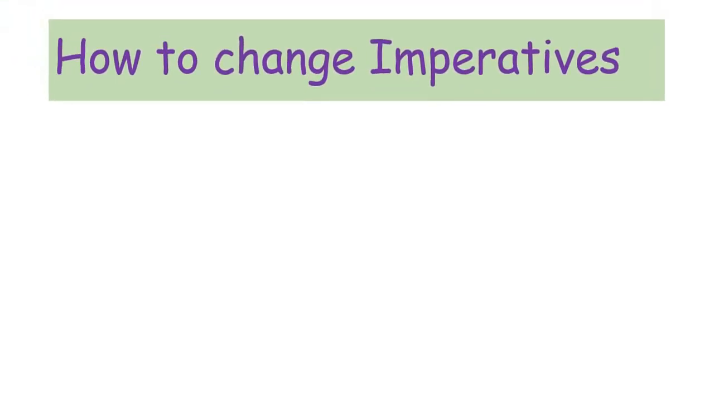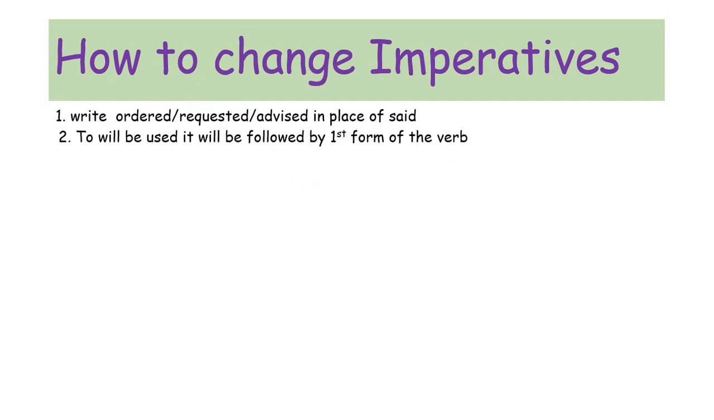How to change imperatives. The first one is write ordered, requested, advised in place of said. Said की जगह आपको इनमें से कोई एक शब्द लिखना है as per the demand of the sentence. Now to will be used. To का प्रयोग होगा. It will be followed by first form of the verb. First form of the verb जो है उसके बाद में इसमें आएगा. Now कैसे? ये हम इसके एग्जाम्पल में देखेंगे.